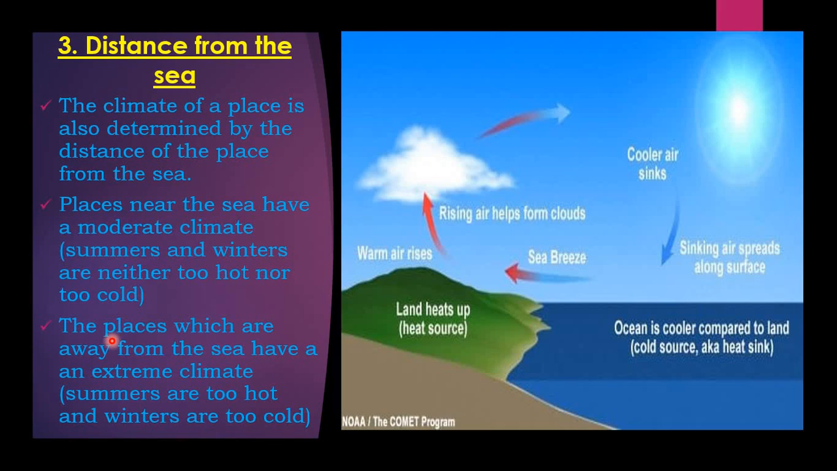So the third point you can see is the places which are away from the sea. The places away from the sea have an extreme climate. Extreme means too much. So in both seasons, summer and winter, it is too hot and too cold. The summer will be too hot and the winter will be too cold when the places are away from the sea.